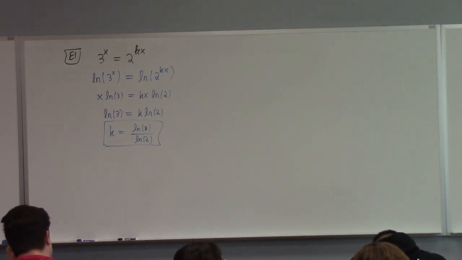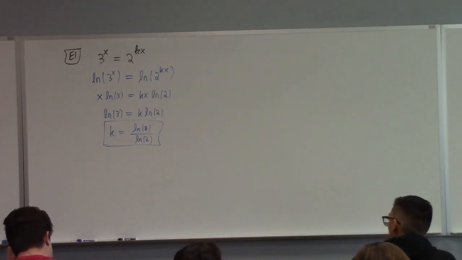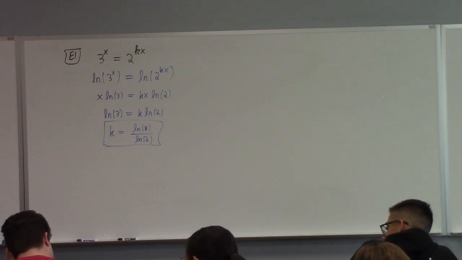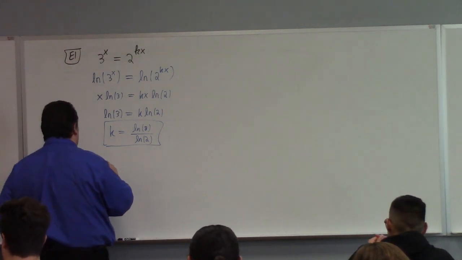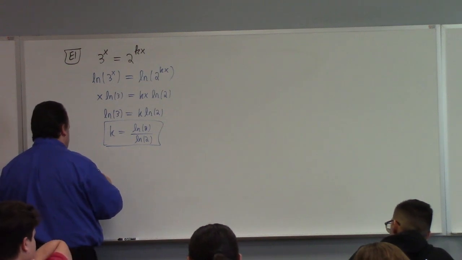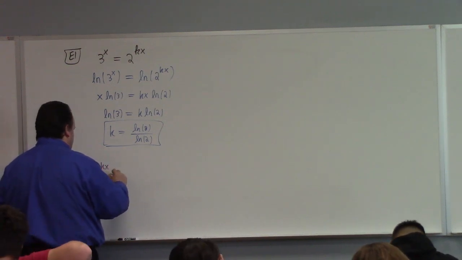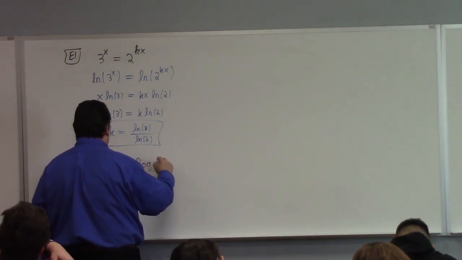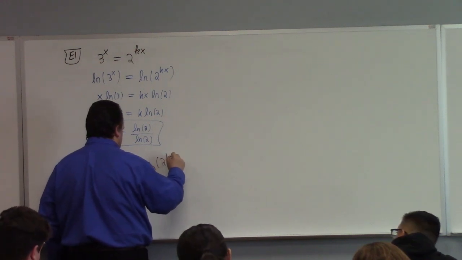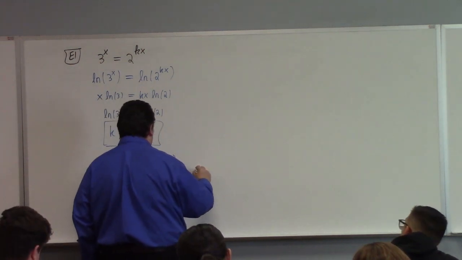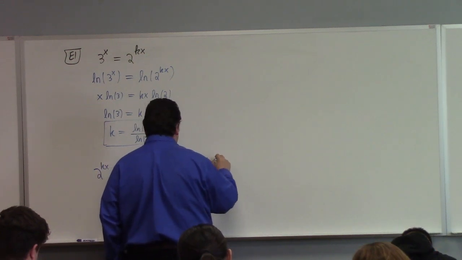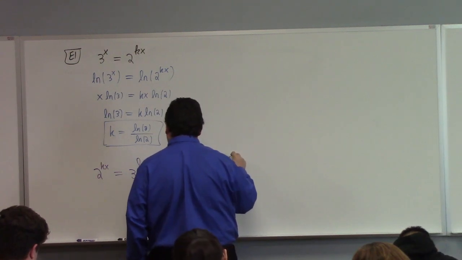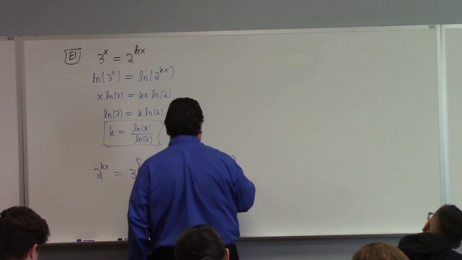Would you like to see my super sneaky other way to solve this? Sure. All right. Okay, so the other way I would do this is to notice that 2 to the kx is equal to 3 to the log base 3 of 2 to the kx, which is equal to 3 to the k times log base 3 of 2. I'm sorry, kx log 3.